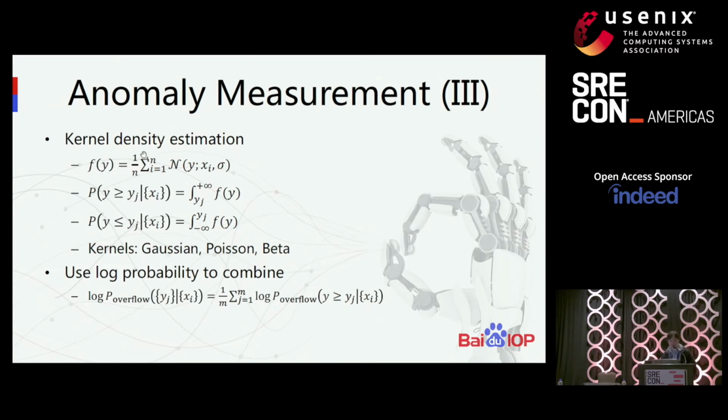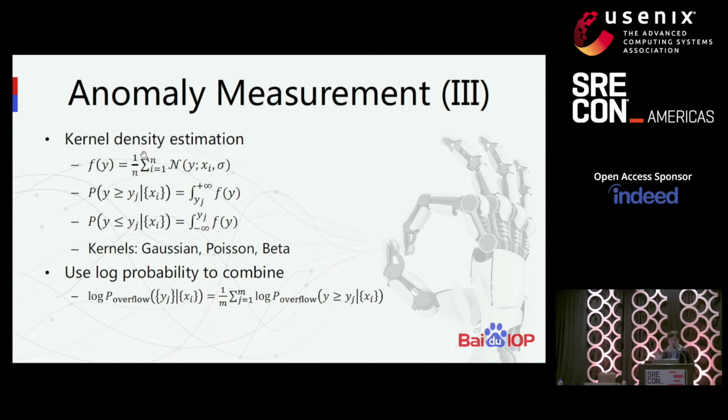Then we add these smaller kernel distributions together and compute their average. The average becomes the probability distribution of the random variable y. And then the overflow probability and underflow probability can be computed by performing appropriate integrals.